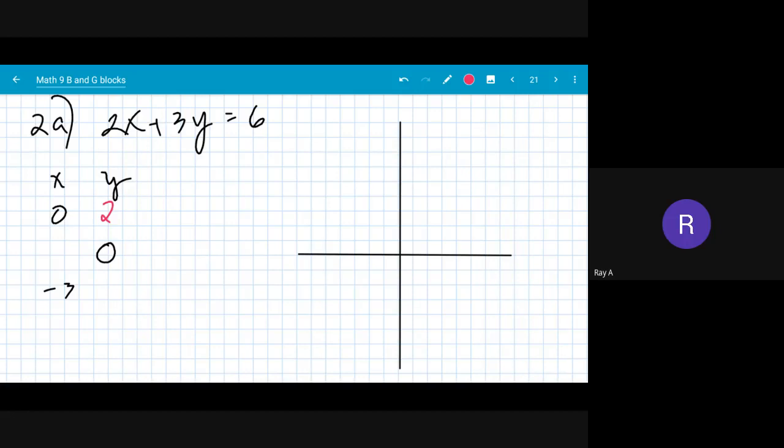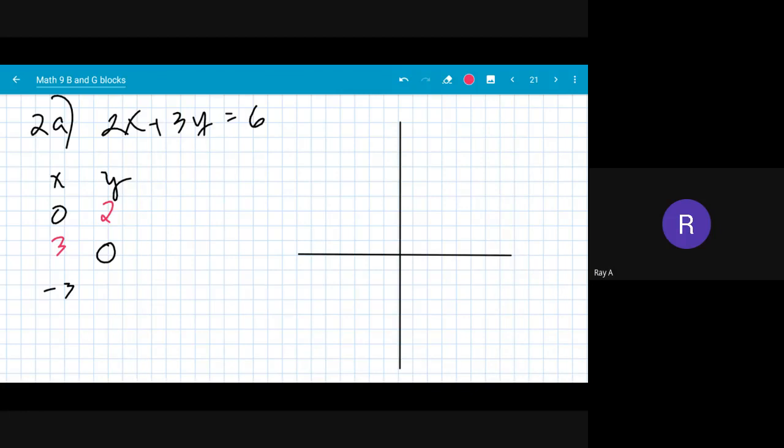Now, if y is 0, what is x? So we're going to need another point. If y is 0, that means 2 times 0 becomes 0, isn't it? So that leaves you with only 2x equals 6, or x equals 3. So this here is a 3. I think we have enough to graph the points now.